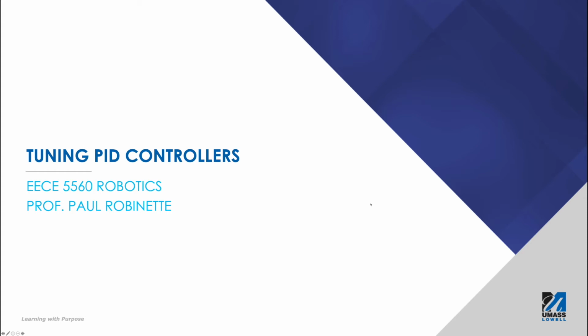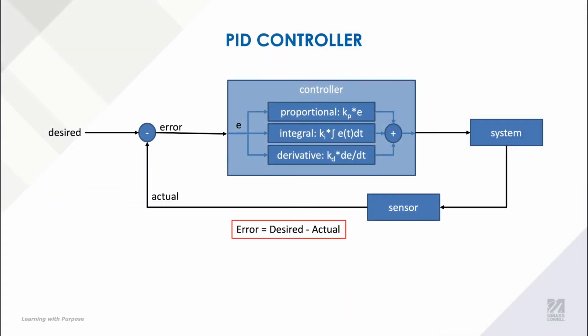Let's talk about tuning PID controllers. Recall from before that a PID controller is just like the proportional controller we had before with two extra terms, an integral and a derivative term. This means that we have three different values that can be tuned, Kp, Ki, and Kd.